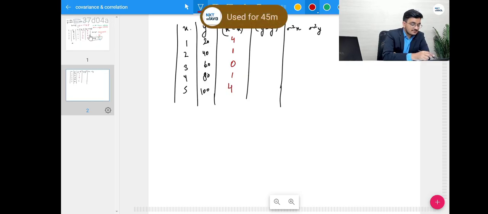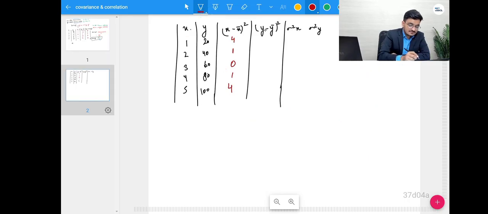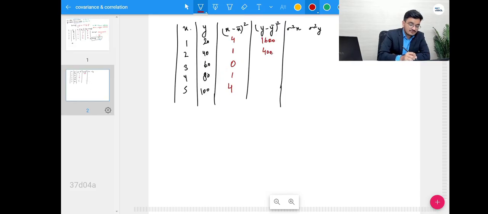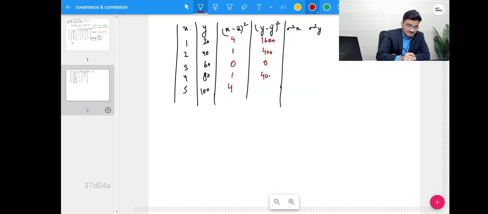Similarly, let's calculate these as well. So 40 square will be 1600, right? Negative values are cancelled out. 20 square, this will be 400. This is 0. And we have 20 and 40. These are going to be same, 400 and 1600. Right? Now, let's calculate the variance of x and y.